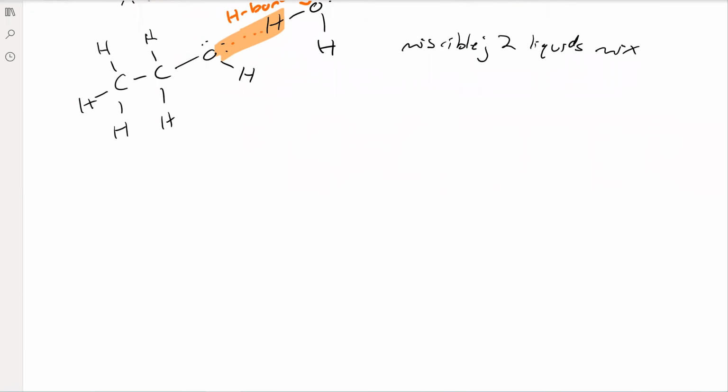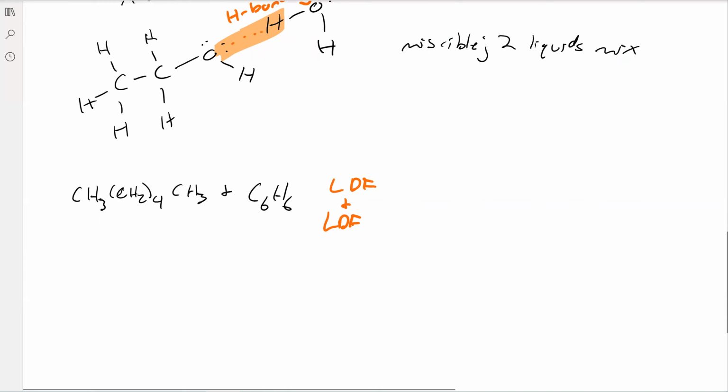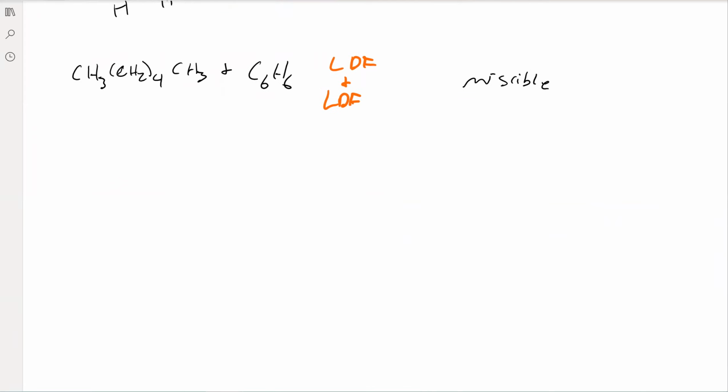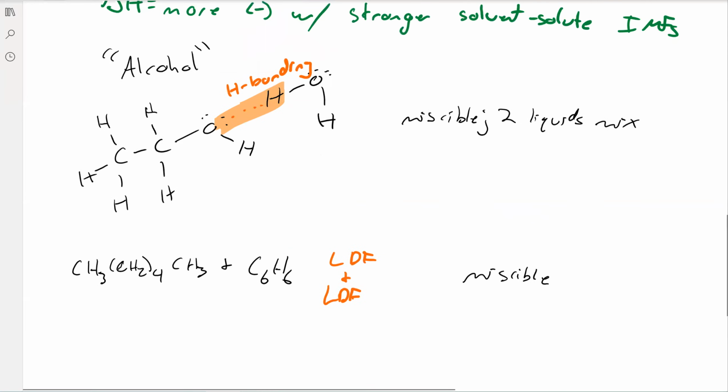so they'll dissolve. If you think about other things like hexane, let's say, for example, and benzene, right? Both of these only have London dispersion forces, so LDF and LDF, so they too will become miscible. And same thing with two polar compounds, right? It's because of these strong solute-solvent intermolecular forces that they mix.